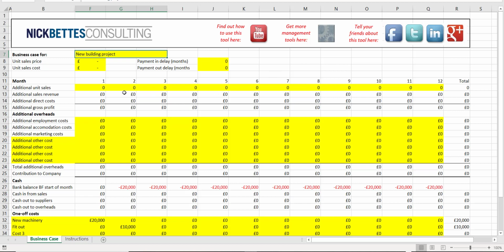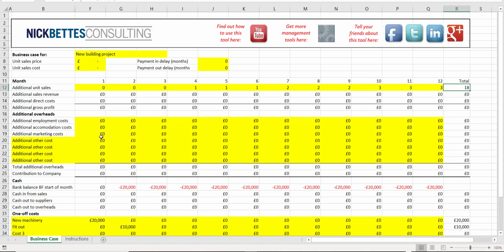But clearly the reason we're going to do this, I would imagine, is to get some additional sales. So here I've got a line, additional unit sales. I'm not planning to get any new sales in the first 3 months while we're getting the building up to speed, but thereafter it might look something like this. One additional sale, then 2 additional sales, then 3 additional sales. That sort of pattern over the 12 months, giving us a total in this total column of 18 additional sales.